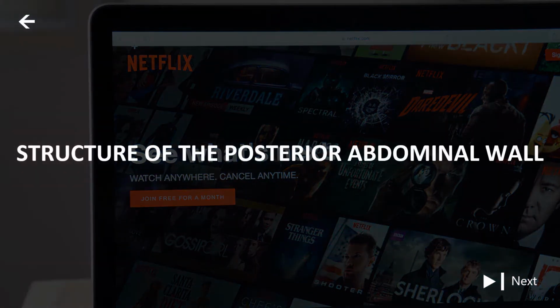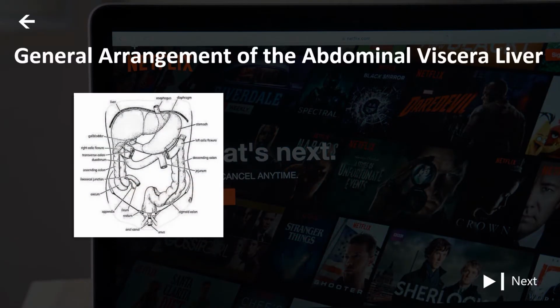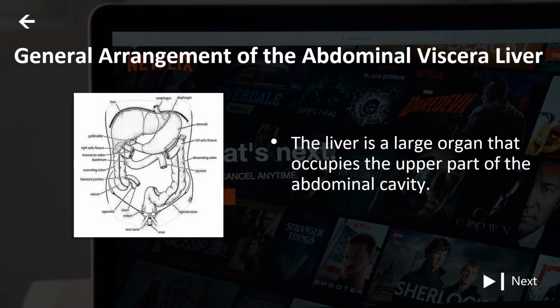The structure of the posterior abdominal wall. General arrangement of the abdominal viscera: liver.